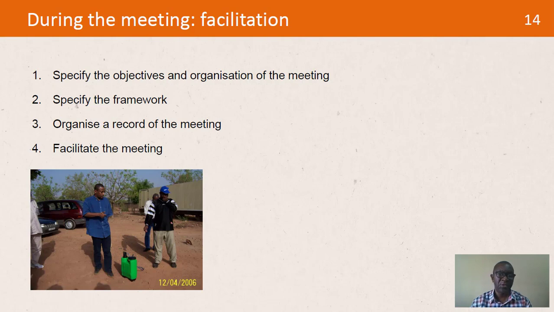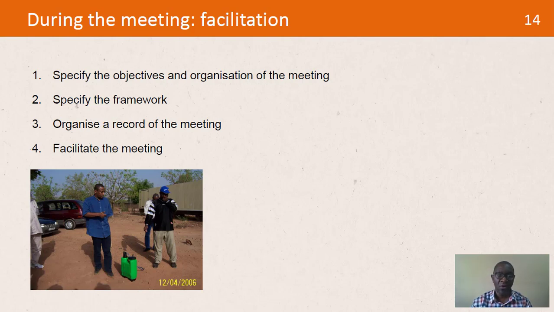2. Specify the framework. The facilitator should announce the end time of the meeting at the beginning. This limit should be respected. Any extension should ideally be negotiated with the participants. If participants know each other a little or not at all, it is essential to introduce them or to ask them to do so. The facilitator should make sure that participants know in what capacity each person is present.